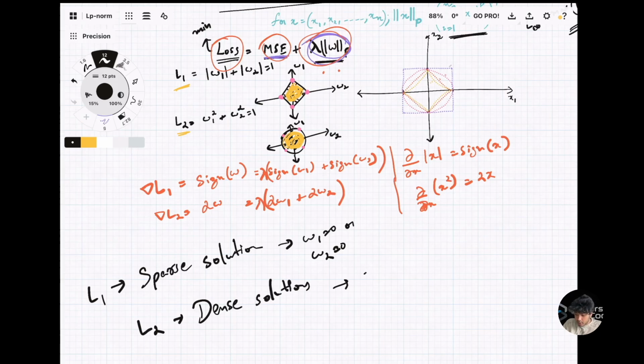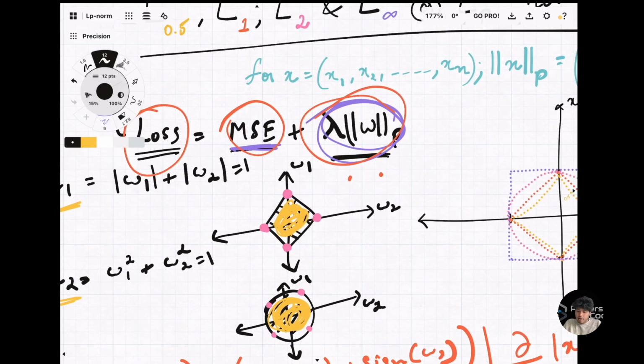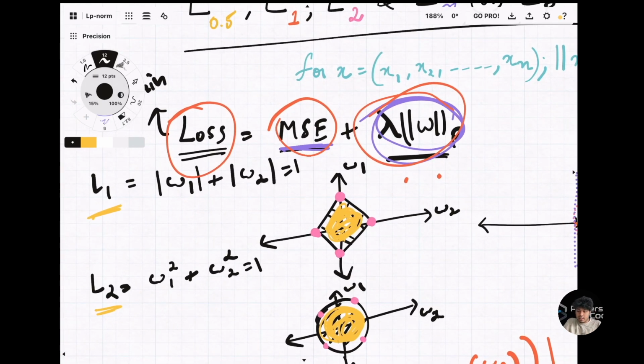That is both W1 not equal to 0 and W2 not equal to 0 as well. This is because, again, as I said, according to random statistics, the intersection happens with less probability along the edges in a diamond and with equal probability on all parts of a circle, right? So we can think of regularization as a tug of war. It's a tug of war between your loss and your constraint. And it's a push and pull. And it's about how much compromise you make to decrease your loss. And that is where the idea of intersection comes in, right?